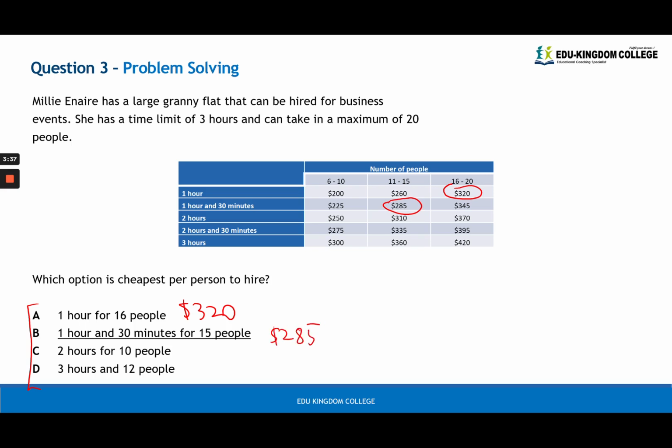2 hours for 10 people is 250. We're just going to write the total first and divide by people later. 3 hours for 12 people is 360. Now you just divide by the number of people. Some are easy, like this one, which would be 20 per person. This one, 285 divided by 15, goes in once, then 135.